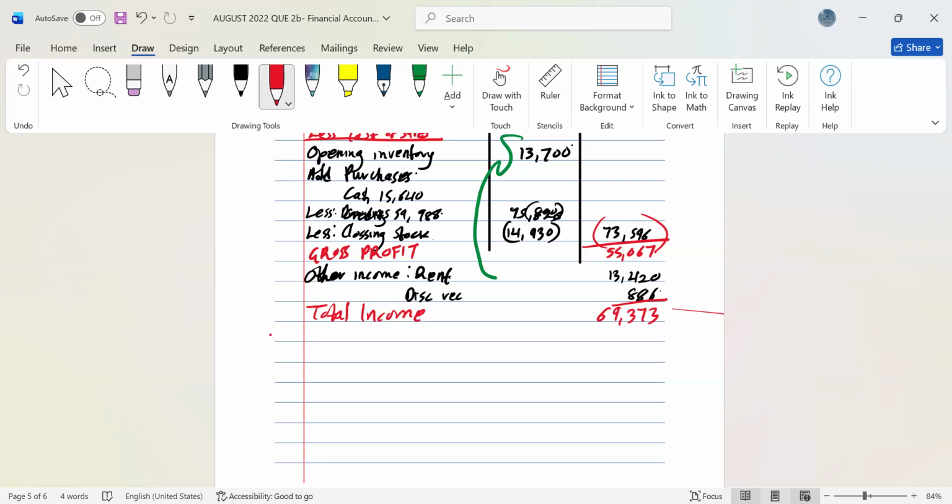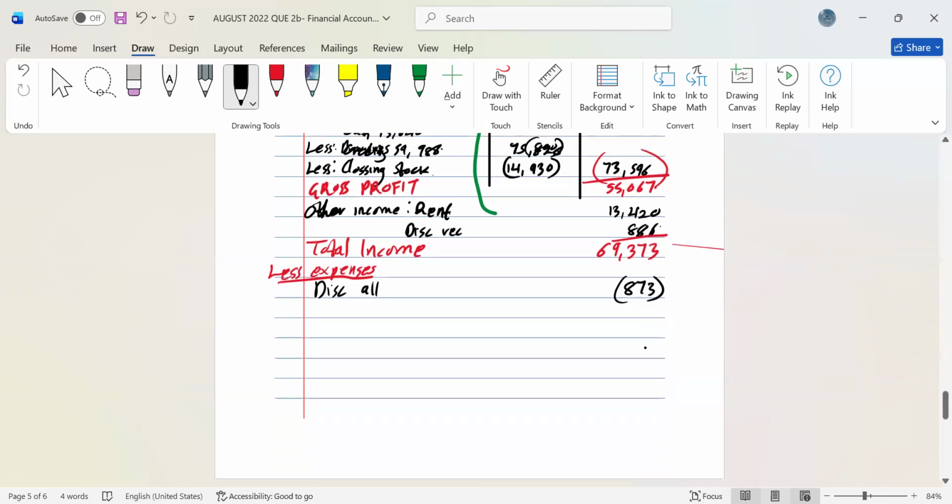Less expenses. Now, for expenses in this case, we start with the discount allowed. Discount allowed was how much? 873, right? You can have it here, 873. Put it in bracket, showing that it's an expense.